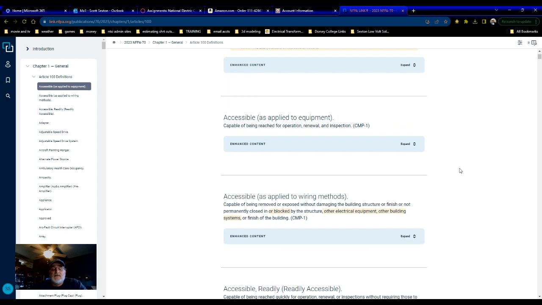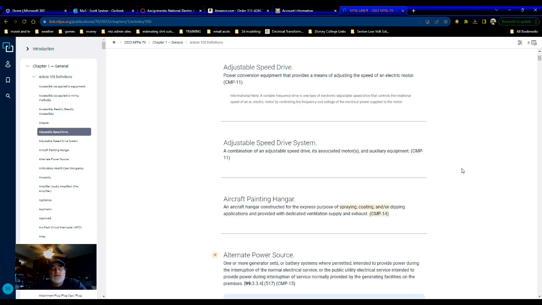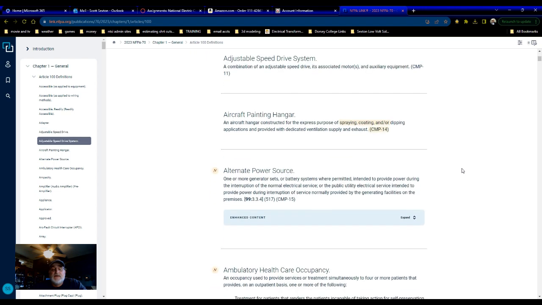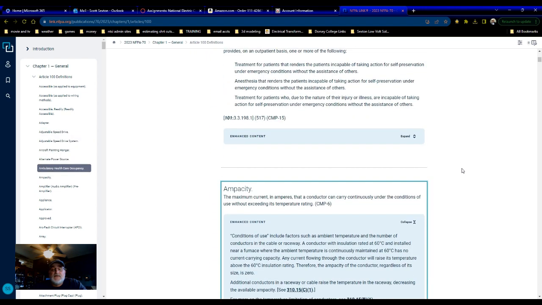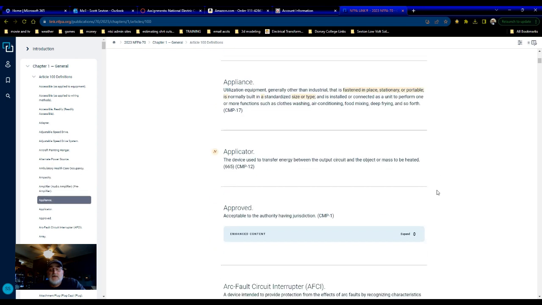So as we come down through here, I'm not going to read off every one of these. There are a few that I want to bring to your attention. Let me go down through here and find ampacity. That's something that you're going to deal with a lot whenever it comes to the electrical trade. It's the maximum current in amps that a conductor can carry continuously under the conditions of use without exceeding its temperature rating. And in this particular one, there's some other references on where you'll actually be able to find this.